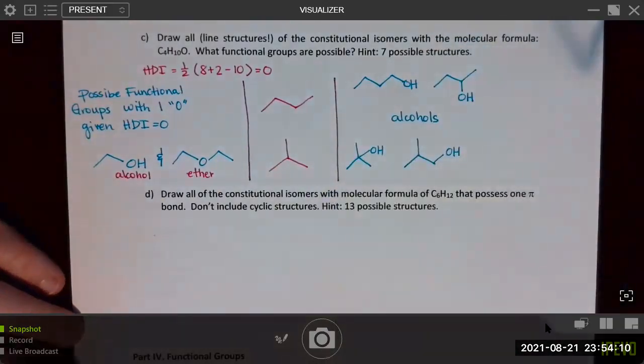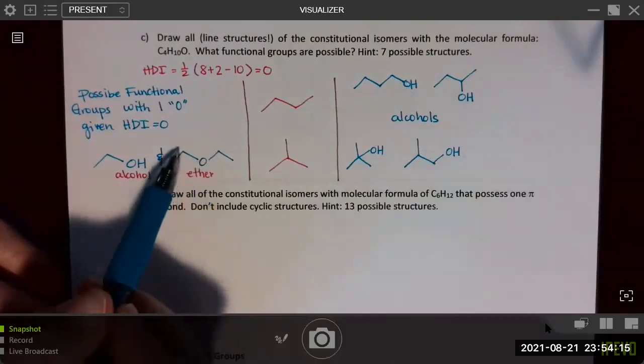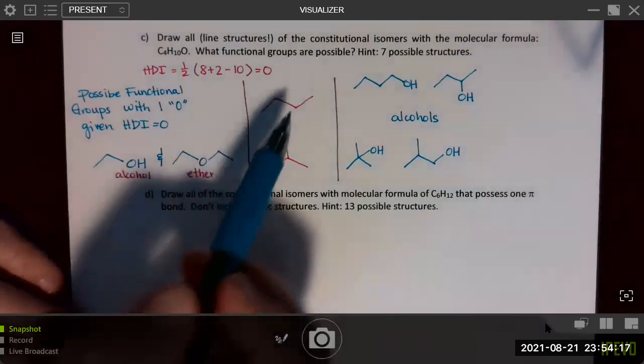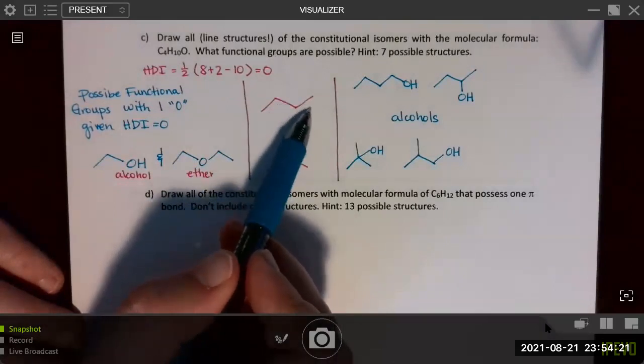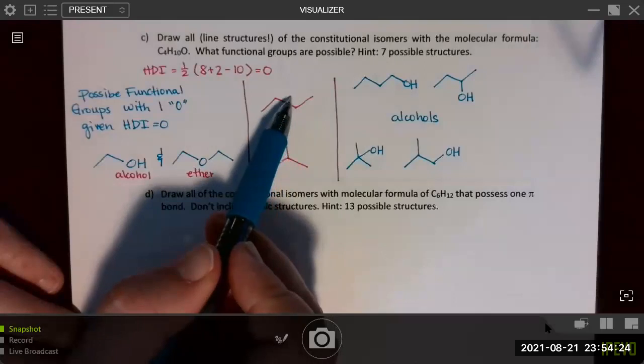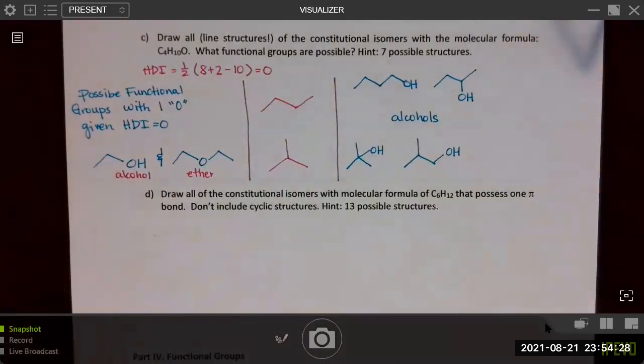So with ethers, it's a little bit more tricky because we need the oxygen to be in between 2 carbons, right? So we actually have to break these up. You have to sort of insert the oxygen in between these 2 carbons, or in between those 2 carbons, right, to make different structures. So that's a little bit more tricky.